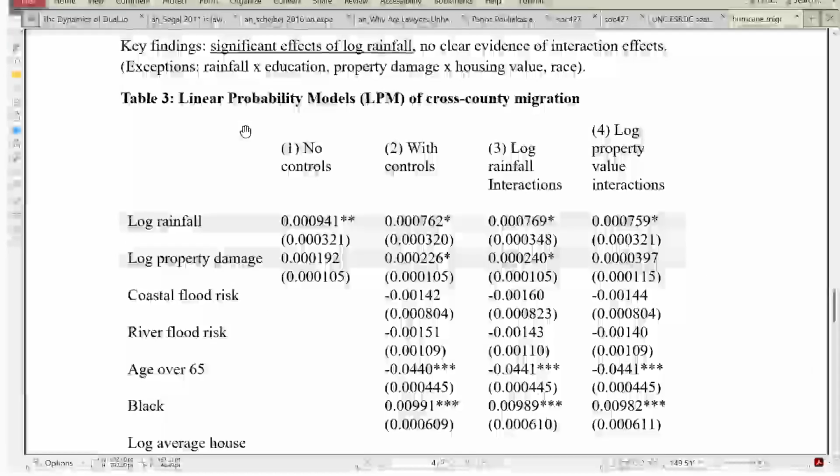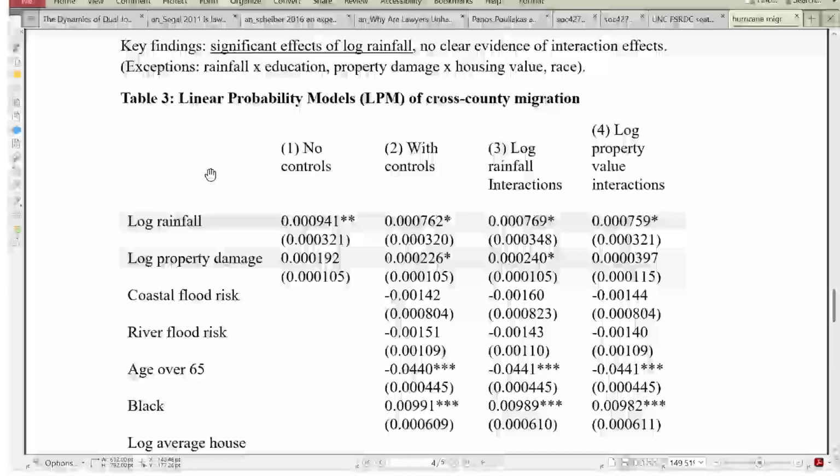Table 3 shows the same thing, but for cross county migration. Here, the results are different. Across all the models we get significant effects of log rainfall on the probability of migrating, and some effect of log property damage, but very little evidence of moderating effects. The same moderating effects that were there in the within county migration don't show up in the cross county migration. There's something with rainfall by education, maybe picking up some class differences or capability of migrating, but otherwise not the clear set of results that are found in table 2.